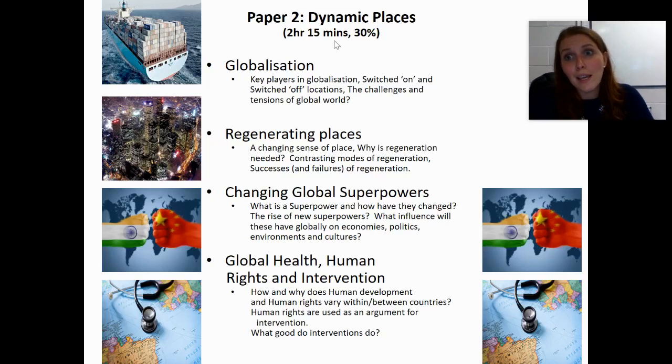Global superpowers enables students to really look into and understand who our big players in our nations are, who makes the decisions globally, and how they go about making those. Finally, my favourite topic of the whole course is global health, human rights and interventions. This topic really focuses on how interventions differ globally and the impact they might have on people.